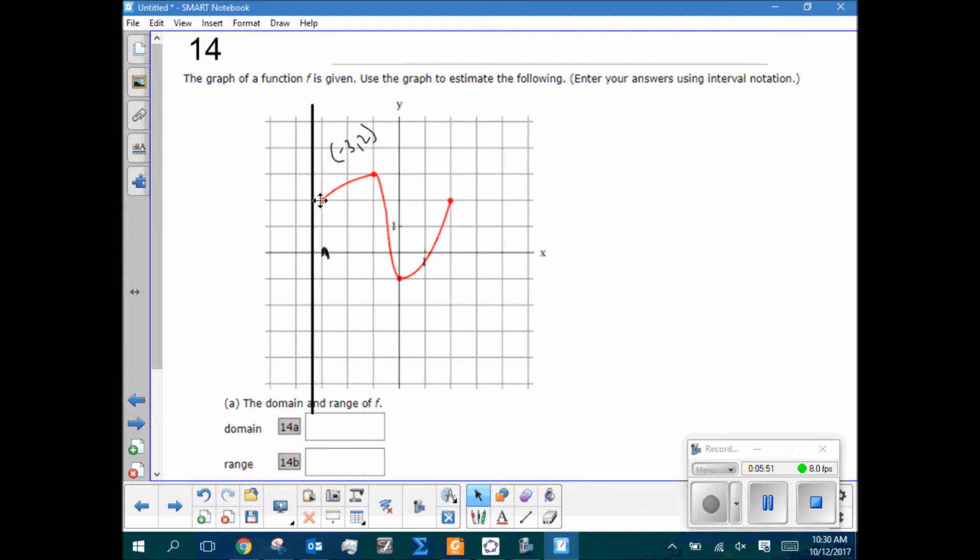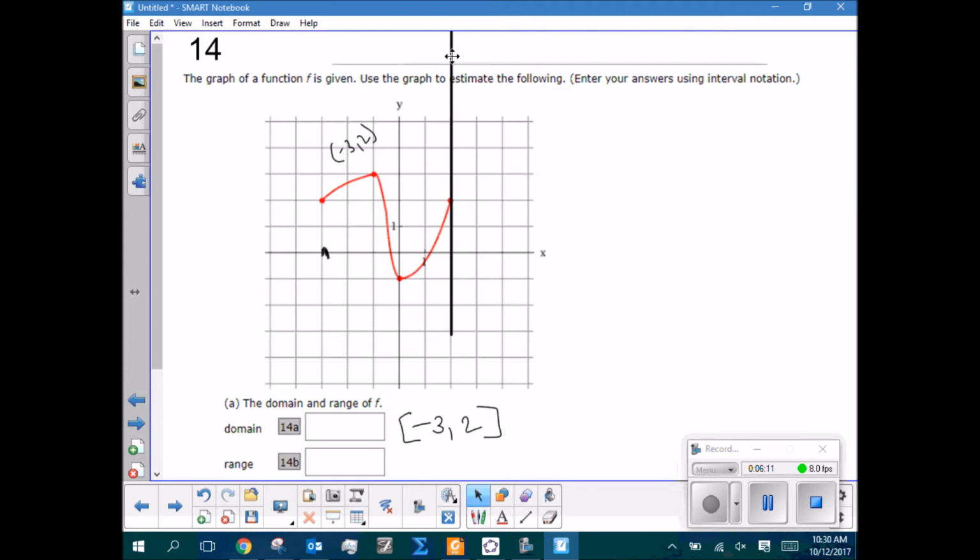Okay, if I were to list all the ordered pairs for this red curve, the smallest x value will be negative 3. And then I'll use every x value between negative 3 until I get to the largest x value of 2. So negative 3 to 2 is going to be my domain.